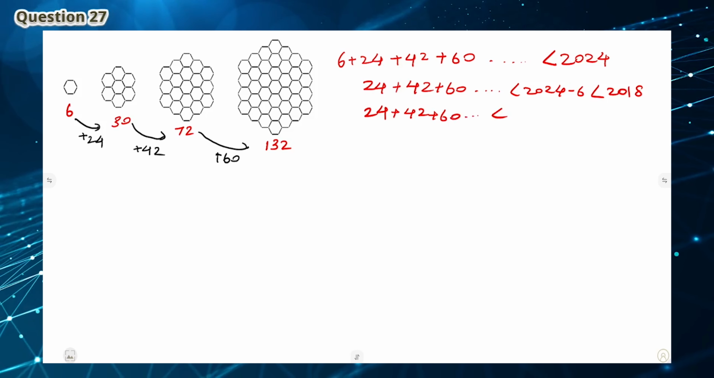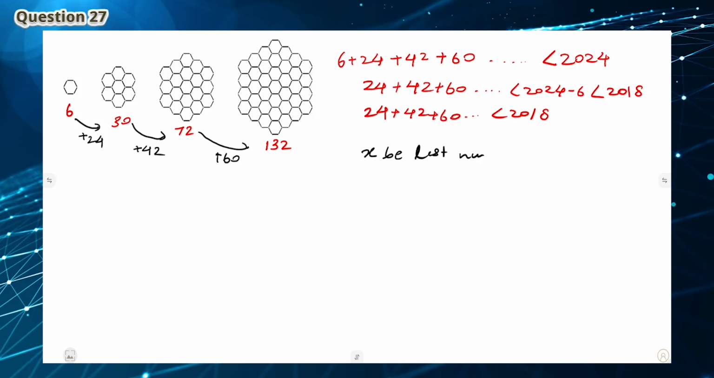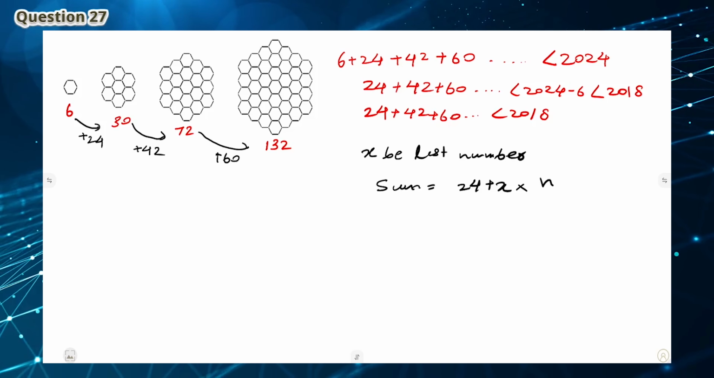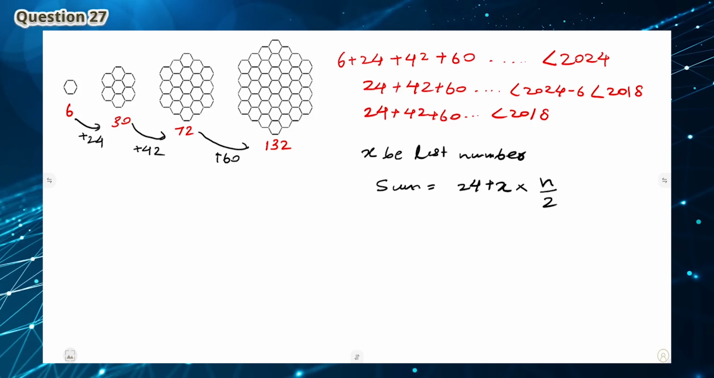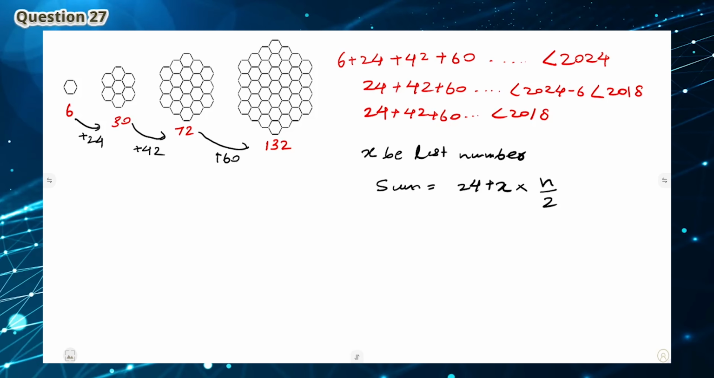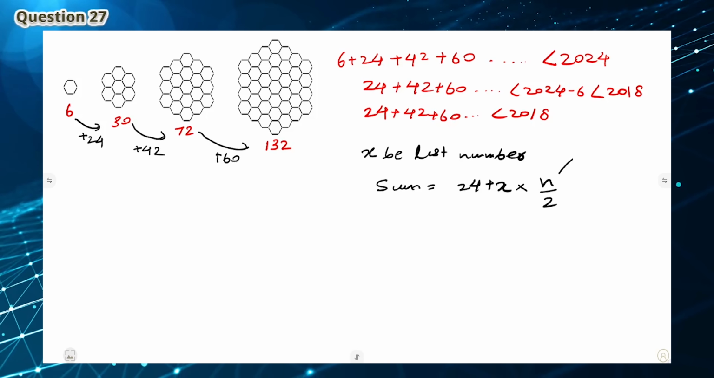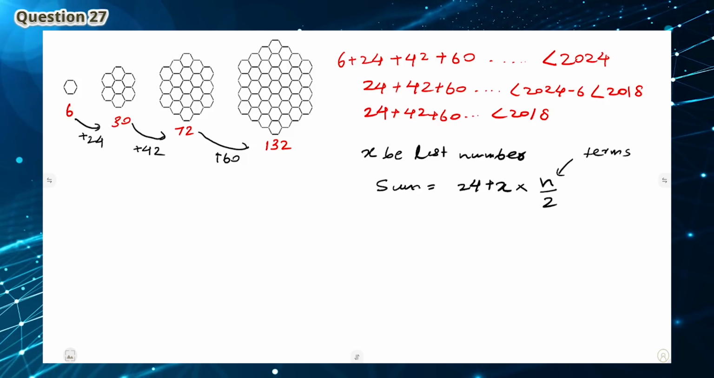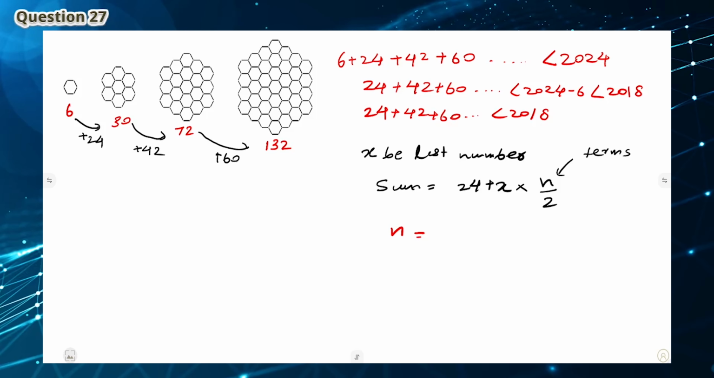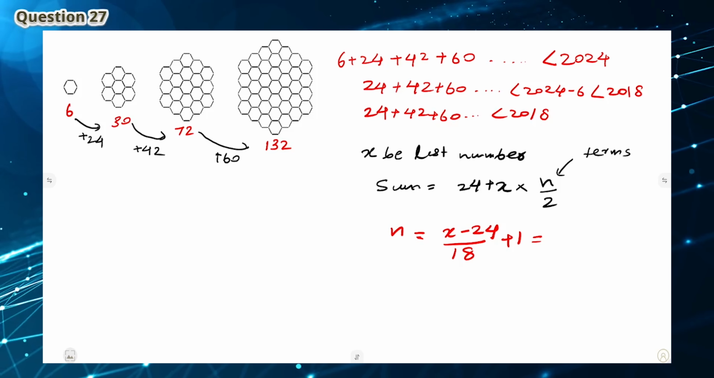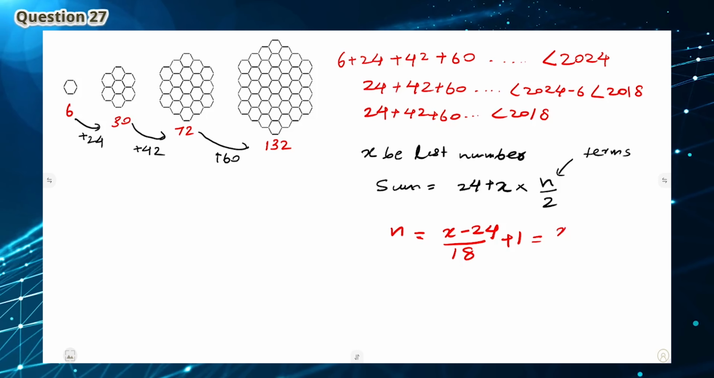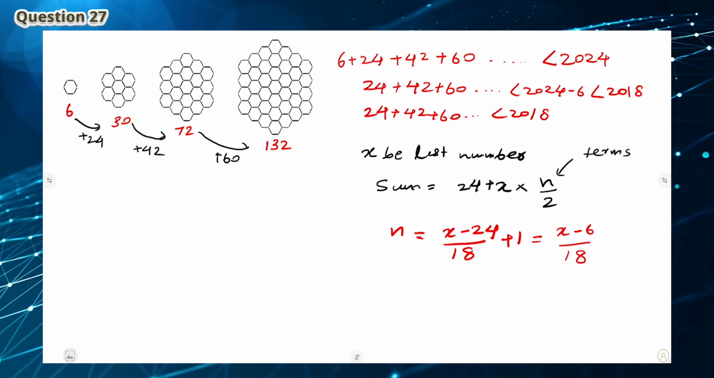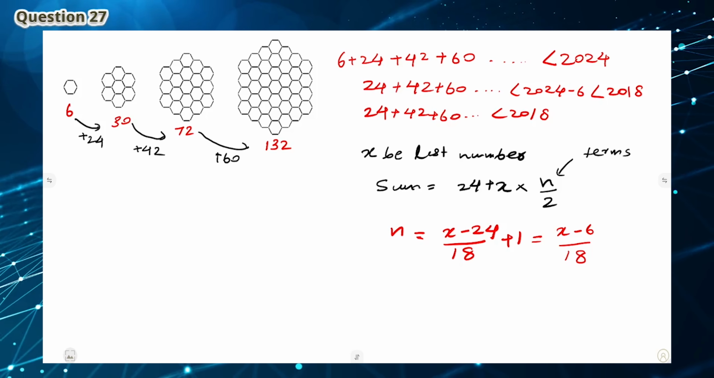In this sequence of numbers, let x be the last. We can apply the sum of series formula to find that the sum of this sequence is (24 plus x) times n divided by 2, where n is the number of terms. We can write an equation for n in terms of x as follows. We get that n is equal to (x minus 6) on 18. We can sub this back into the sum of series formula as shown.